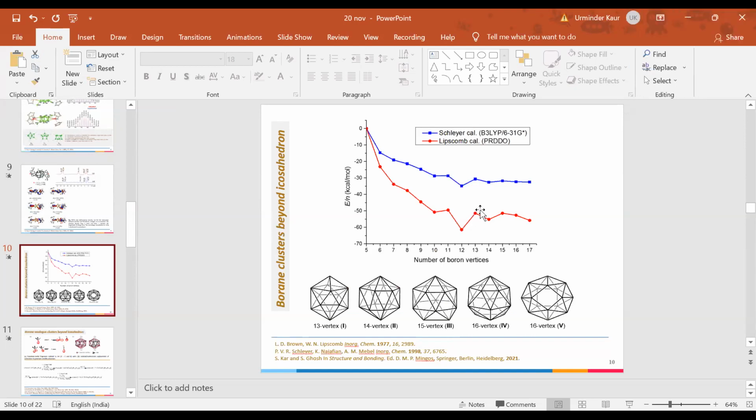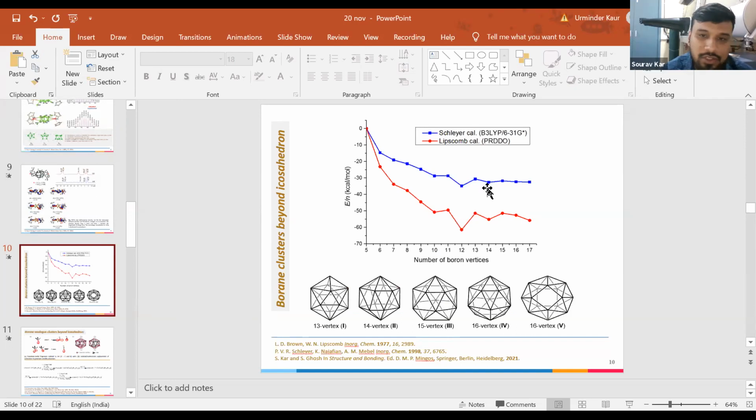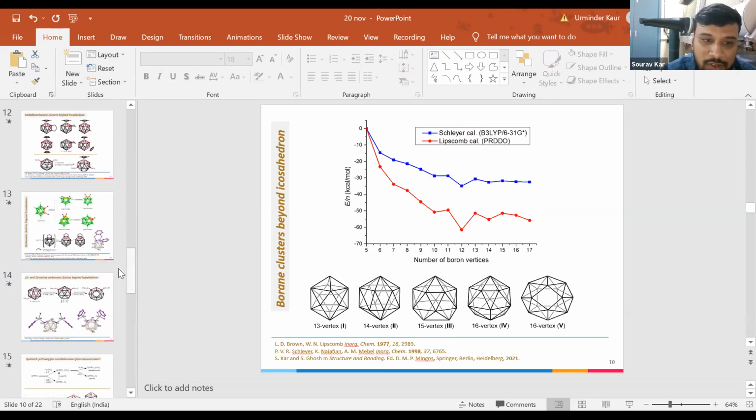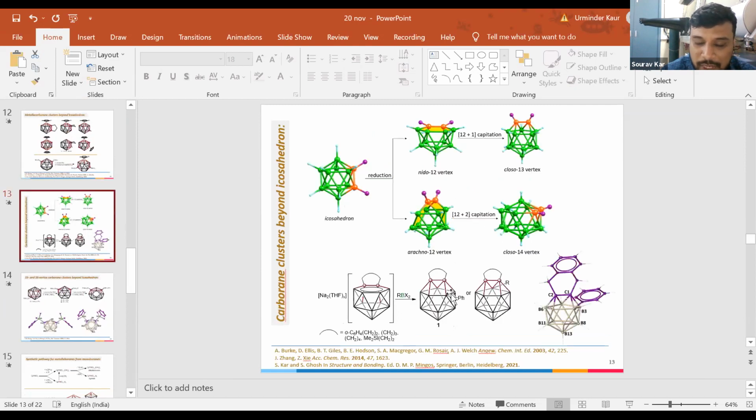Is the symmetry the reason behind this? Yes, symmetry is also a reason. Icosahedral symmetry is the most symmetric one, but the main reason is the thermodynamic stability. So if you can see, they isolated all these carboranes in the 1950s, 1960s. After this, only in 2003 they were able to isolate, after 50 years, the 13-vertex carborane. Okay. So that's the reason.